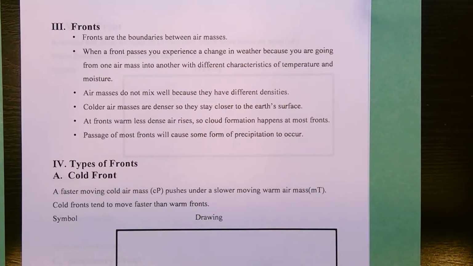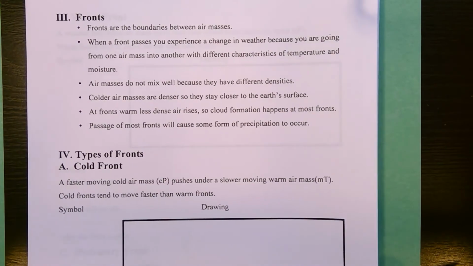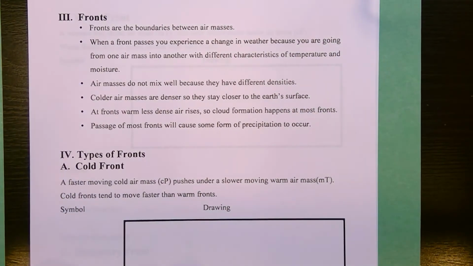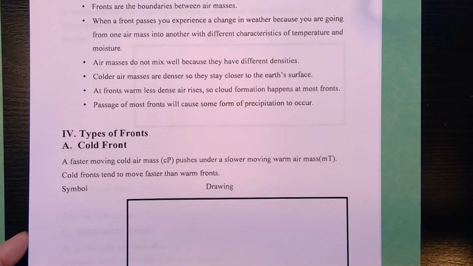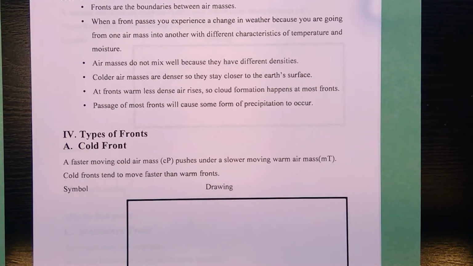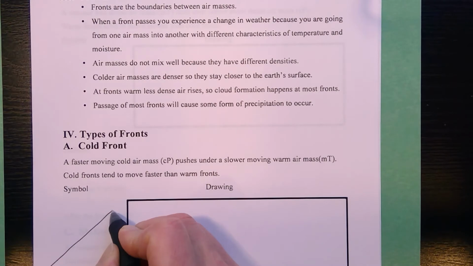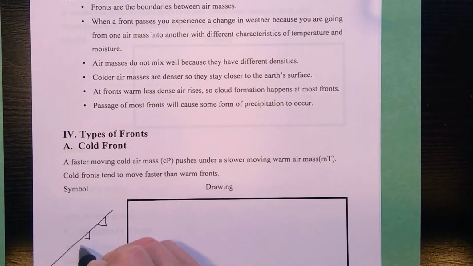So one of the things that frequently happens along fronts is you get some type of precipitation and definitely cloud formation. So we're going to go through the different fronts. We've all experienced the passage of these. There are symbols that they use on the weather maps for various fronts. So over here, I'm going to draw the symbol for a cold front.